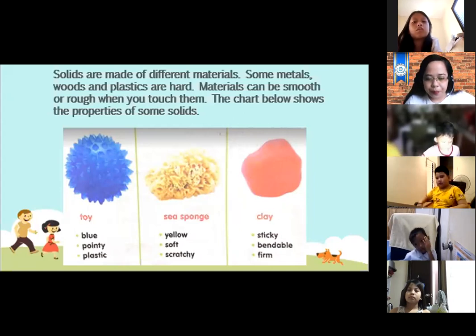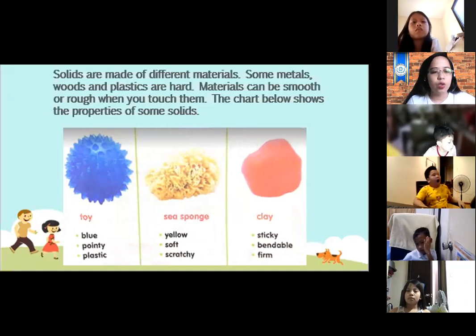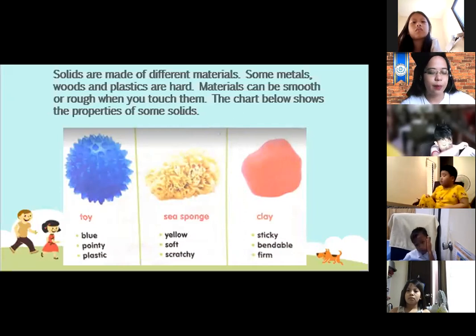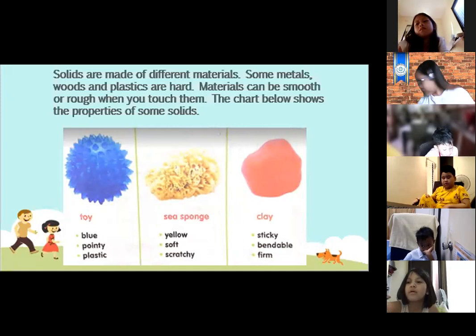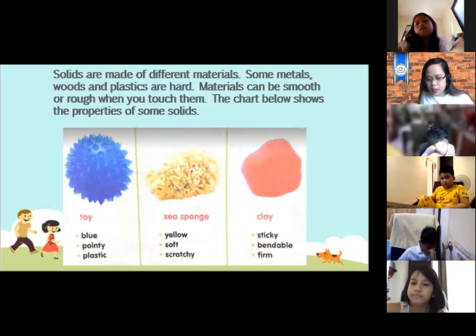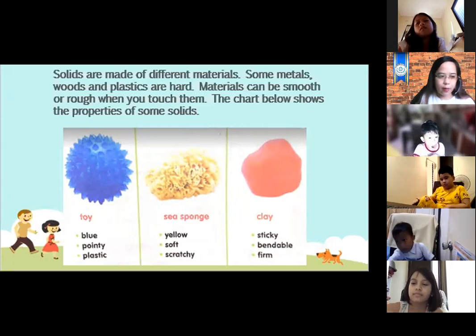This time, I want you to go around and choose an object, a solid object, and then I want you to describe this type of object. Example, take a look at teacher first before you go over. Okay, so I have here an example, this one.